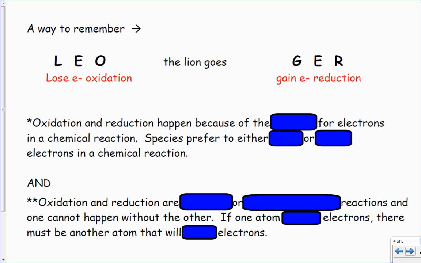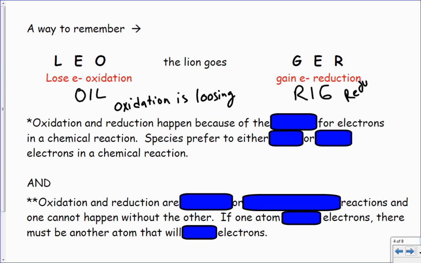Now I was always taught another way. I'm going to tell you that other way because I'm probably going to say it more in class and in the notes, because it's how I remember it. I remember it this way. Oil rig. That stands for oxidation is losing. That's a G, not a 6. Rig, reduction is gaining.